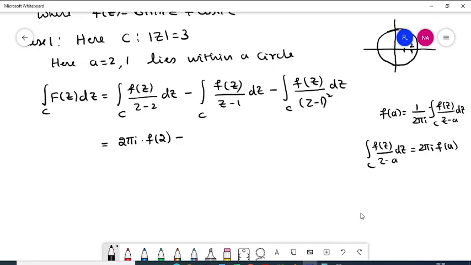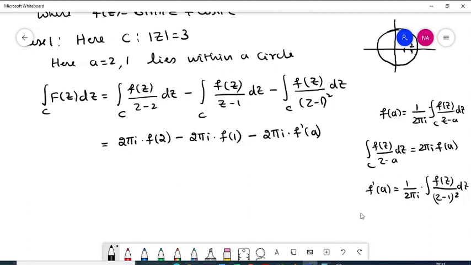Second one will be 2 pi I f of 1. Third one, for this you have to use this result, f^(n)(a). Here, f dash of a equal to 1 by 2 pi I into the integral of f of z divided by z minus 1 whole square. So that will be minus 2 pi I into f dash of a.